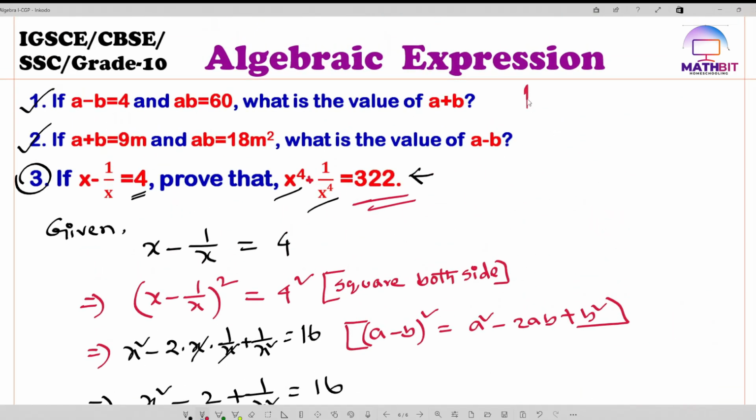We have completed 3 maths, and this is the first part of this chapter, algebraic expression. We will do lots of maths, different types of maths, and also we will use lots of algebra identities.